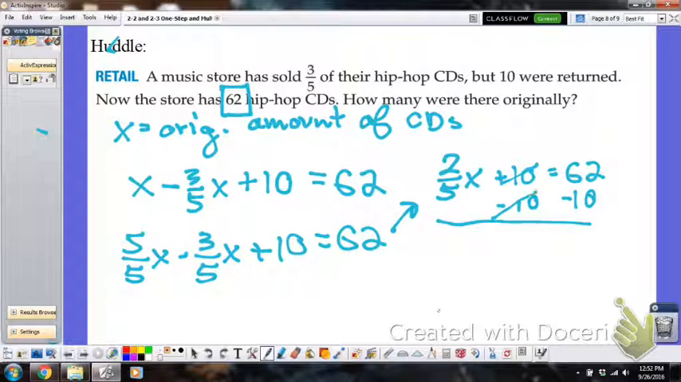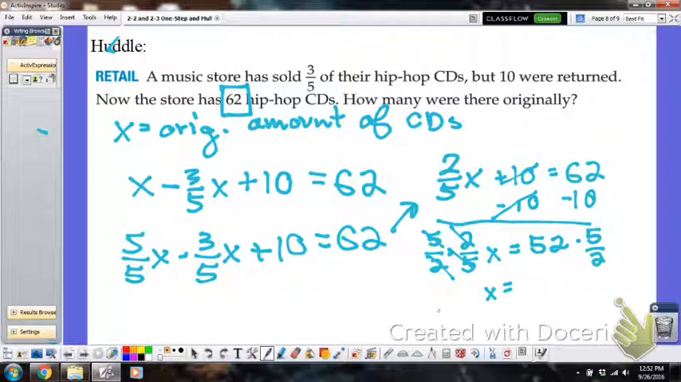10's on the left cancel out, so I'm left with 2/5 x is equal to 52. I have to divide by 2/5, but we know divided by a fraction is the same thing as multiplying by the reciprocal of 5/2. The 5's cancel out, the 2's cancel out, so we're left with just x, and that is equal to 260 over 2, and 260 divided by 2 is 130. So the store started with 130 CDs.